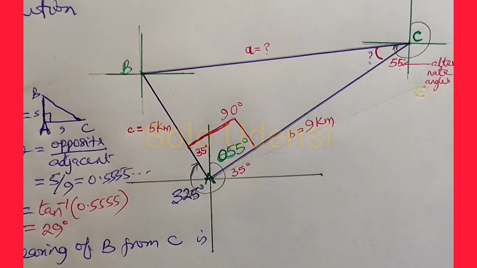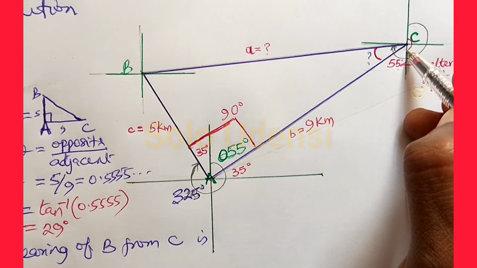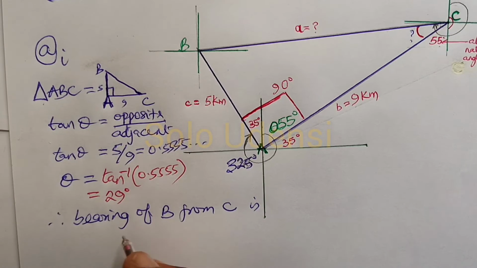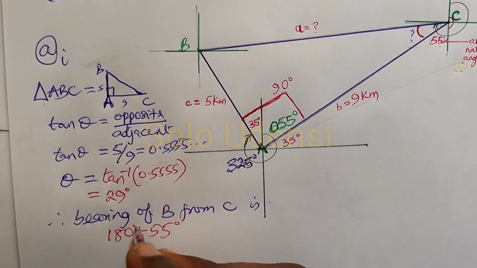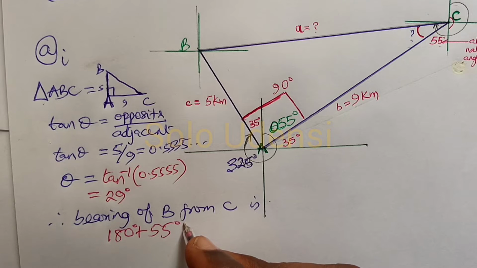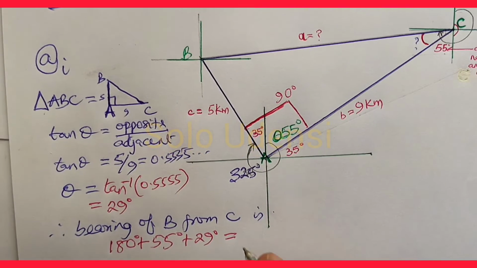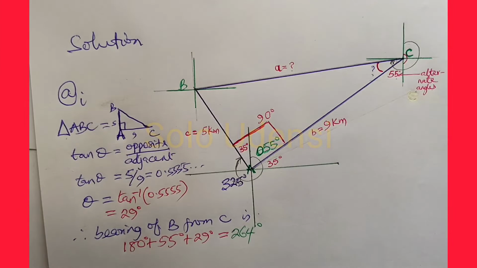Therefore, there are three things we are going to add. Angle on a straight line, this one, angle on a straight line, then this angle and this angle. So we have 180 degrees plus 55 degrees plus 29 degrees, and you have it to be equal to 264 degrees.